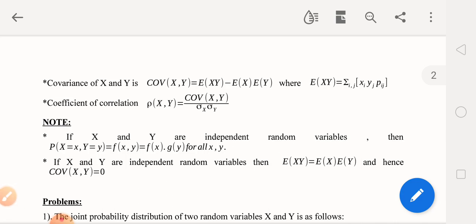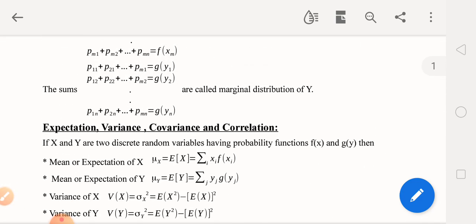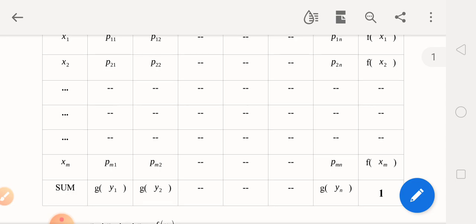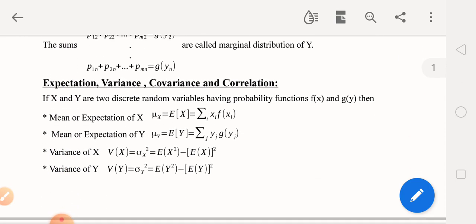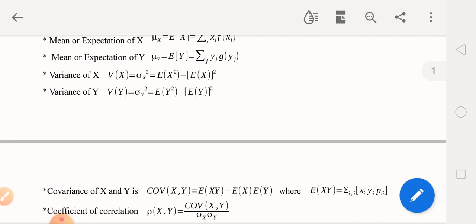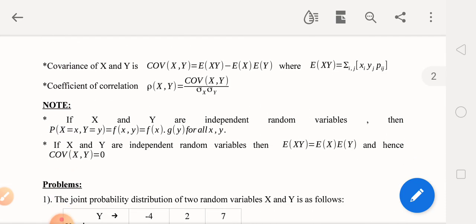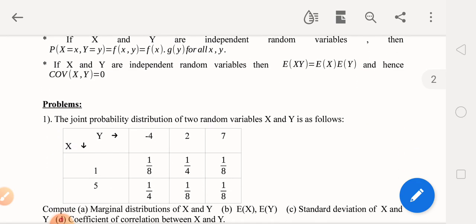So here, how to write the joint probability table, how to get the marginal distributions of x and y, and all formulae are important in order to solve the problems along with this note. Now we will go for problems.